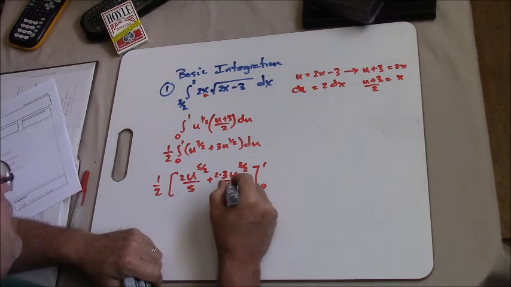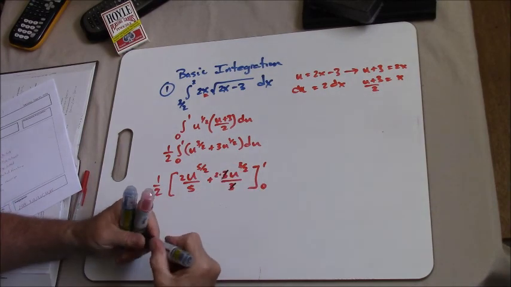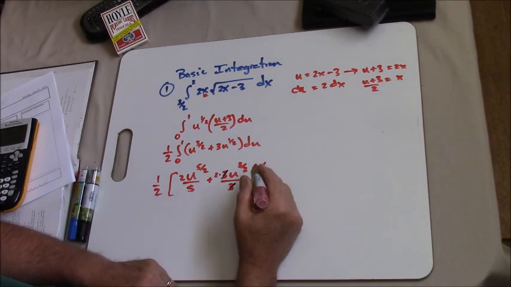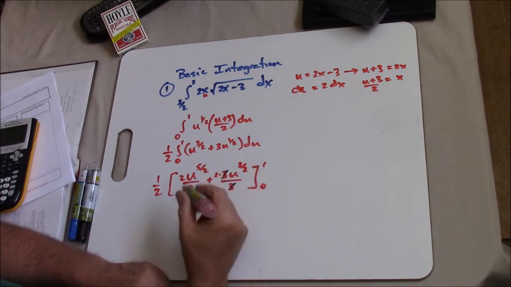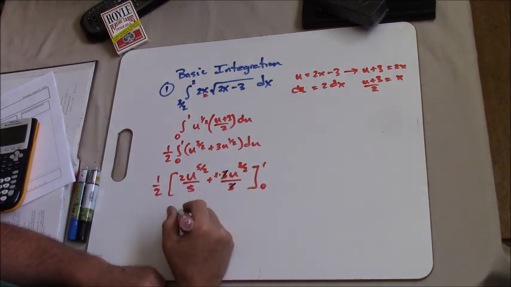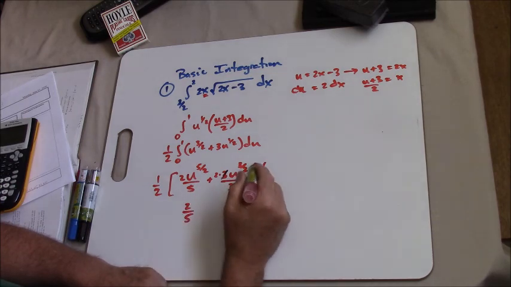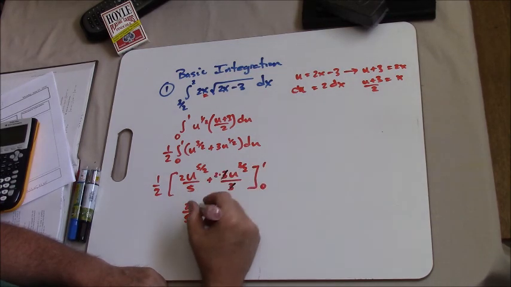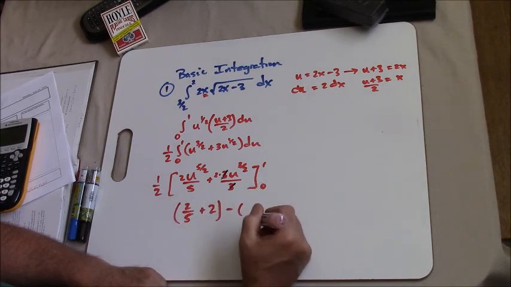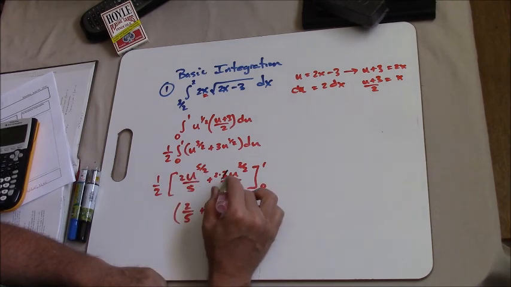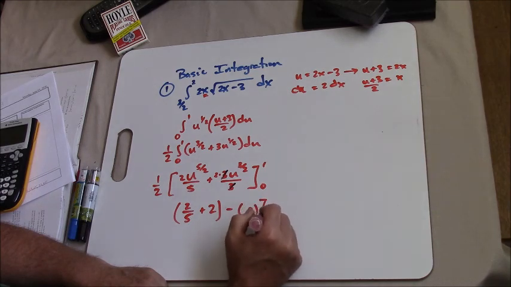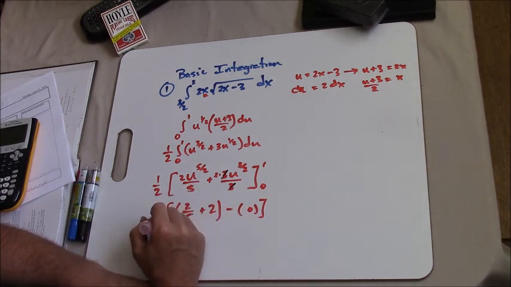Alright, so I can see that the 3's cancel, so let's just go ahead and do that. Alright, so now I'll evaluate this from 0 to 1. So if I plug in a 1, I get 2/5. Plug in a 1 here, I get 1 times 2, that's 2. Minus what I get when I plug a 0 in, I'll get 0 here, 0 there, and multiply that whole thing by 1/2.